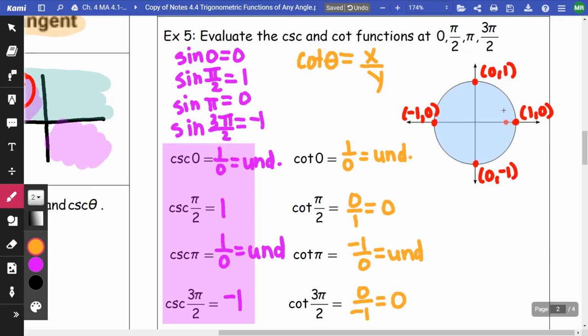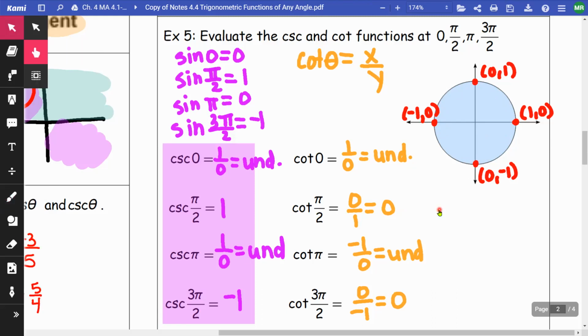So my cotangent and my tangents are going to be 0 and undefined at each of these 4 values. Okay. Wherever my cotangent is undefined, my tangent is going to be 0. Wherever my cotangent is 0, my tangent is going to be undefined. Okay, next.